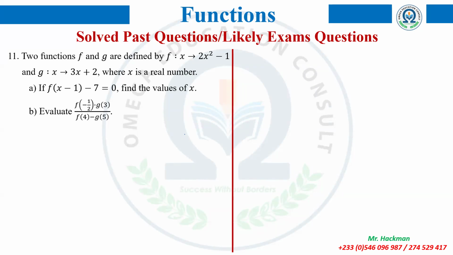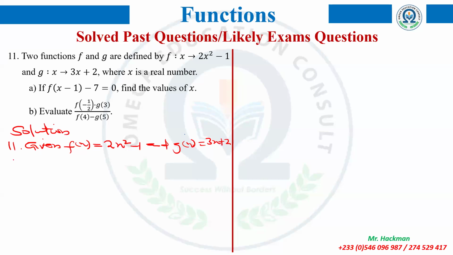Question number 11. A little more technicalities are involved in this particular question. So let's see, solution. And I will need your maximum attention here. Question number 11, we extract the two functions. They came again in the mapping form, but we know how to extract that. So we have f of x is equal to 2x squared minus 1, and your g of x is equal to 3x plus 2.